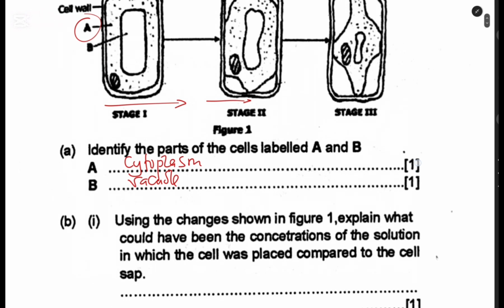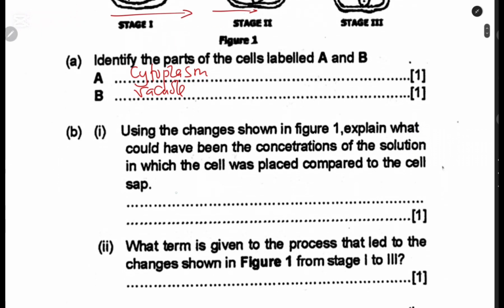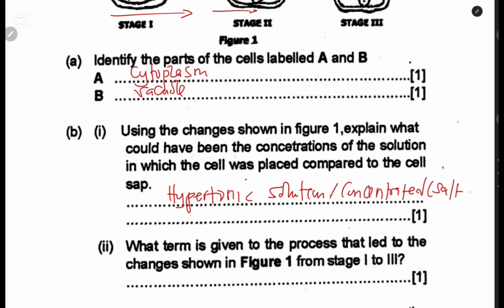And that kind of solution, which is more concentrated compared to the inside of the cell, is called the hypertonic solution. So to answer the question here, the solution is called the hypertonic solution. So that is the answer to this question. All right, hypertonic solution, or you can say concentrated solution. Examples of hypertonic solution are salt solution or sugar solution. But what you need to write, you can just write hypertonic solution or concentrated solution, then you'd have answered the question.